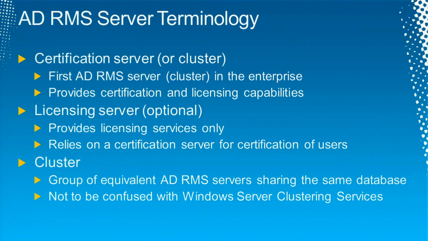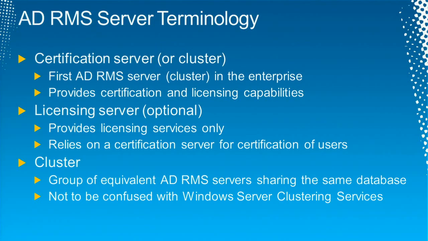Now, the first ADRMS server within a deployment is called the certification server. Anytime you first deploy RMS, the first server that you bring up is what's known as a certification server. It's going to provide the RACs back to the users, so it's going to provide certification of the users. And the second is it's going to provide the licensing capabilities for users.